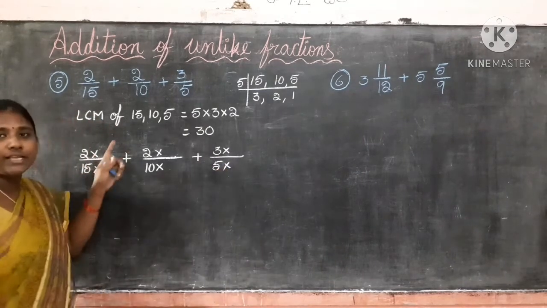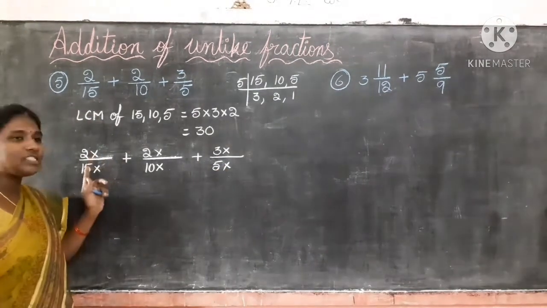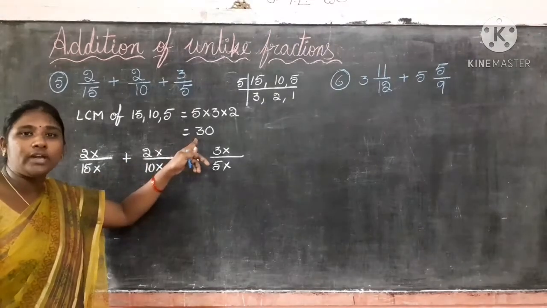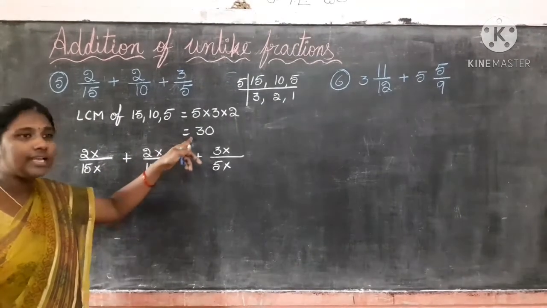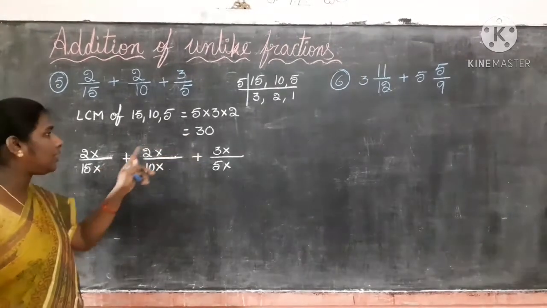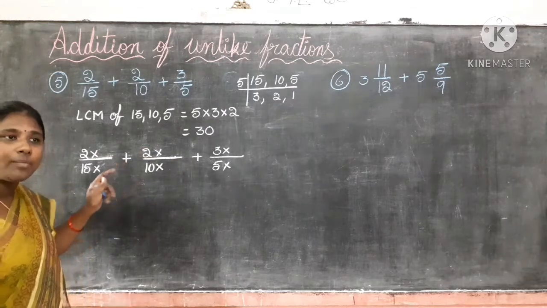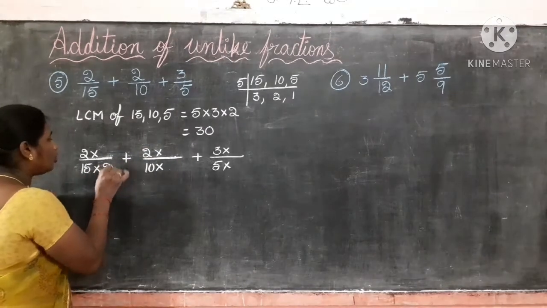So we find the LCM for the denominators. In the first fraction, what is the denominator? 15. This 15 table 30 how many times? 15 table 30. LCM we get 30. In 15 table 30, 15 2s are 30. So both the numerator and denominator we have to multiply with 2.